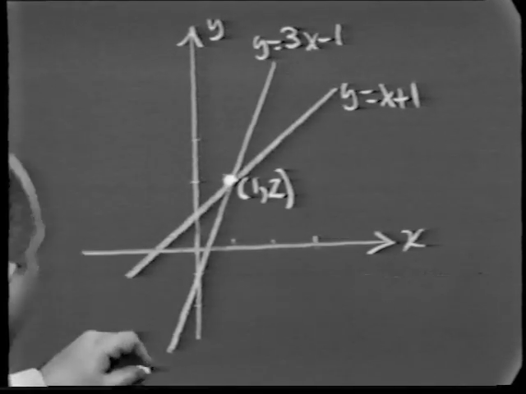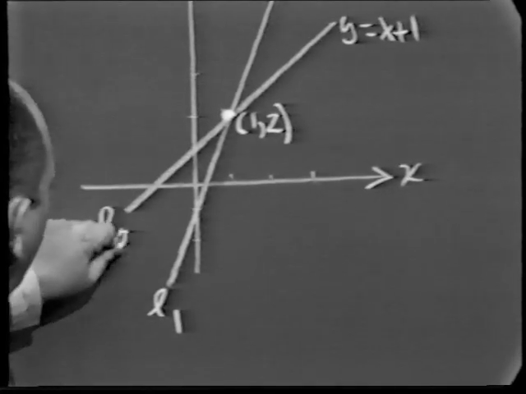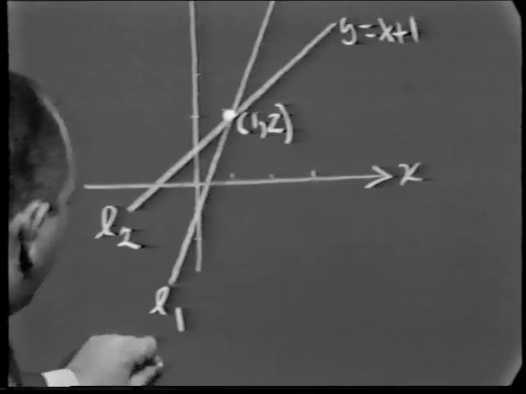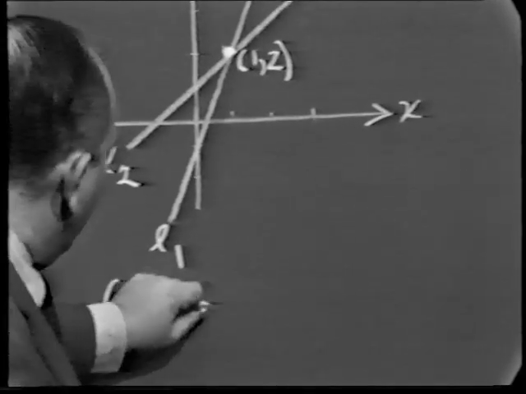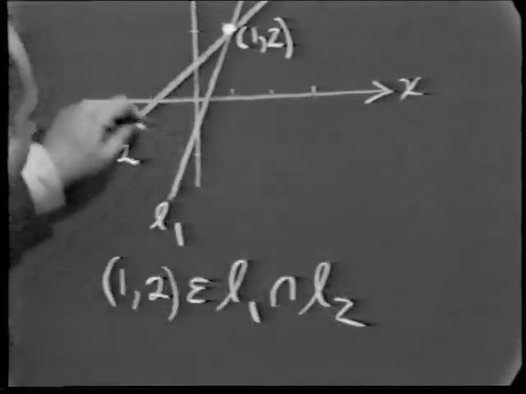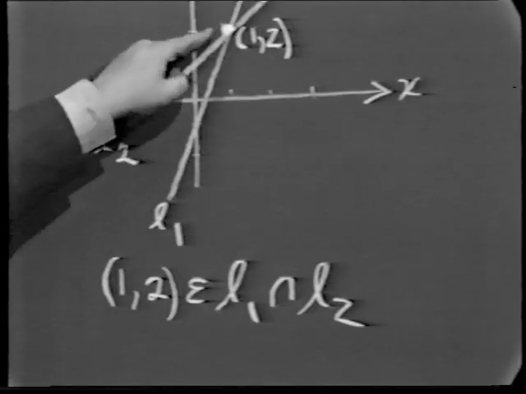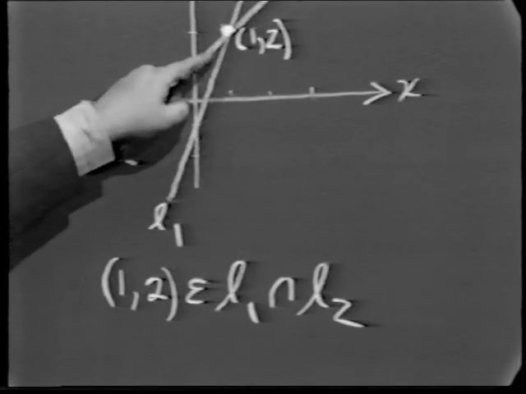In fact, if we call this line as before L1, and if we name this L2, in the language of sets, 1, 2 is what? The point which is the intersection of the two lines L1 and L2. Again, a geometric interpretation for an analytic problem.